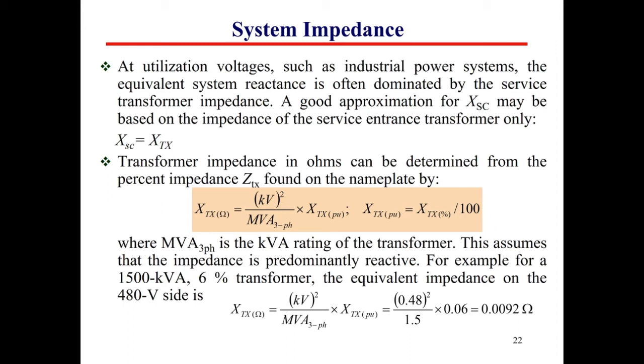At utilization voltage such as an industrial power system, the equivalent system reactance is often dominated by the service transformer impedance. A good approximation of the X short circuit or X source impedance may be based on the impedance of the service transformer only.